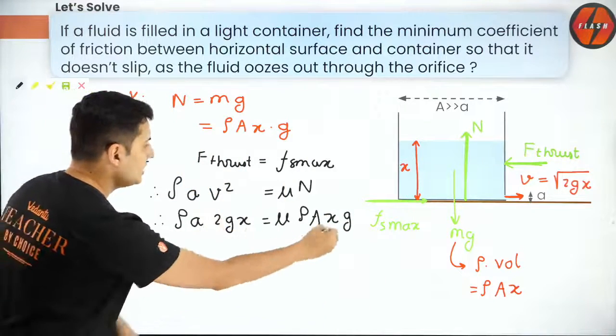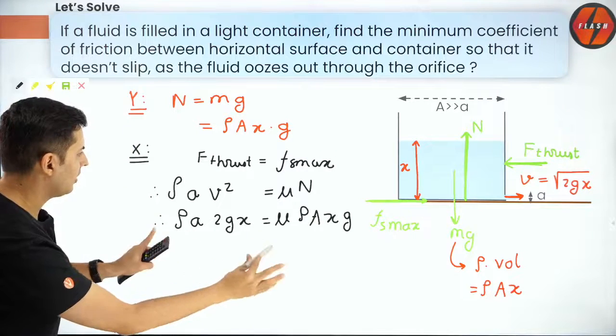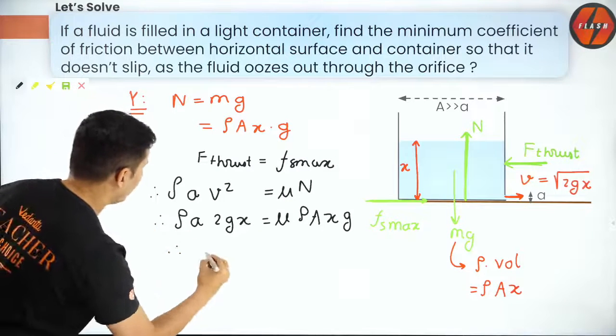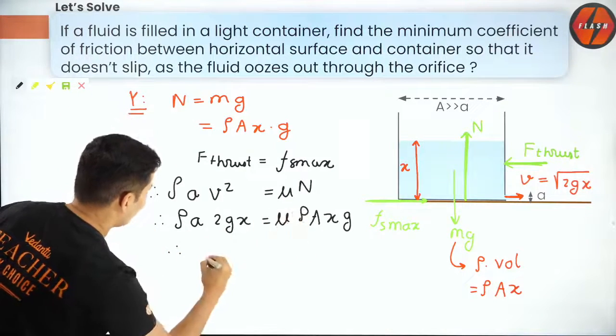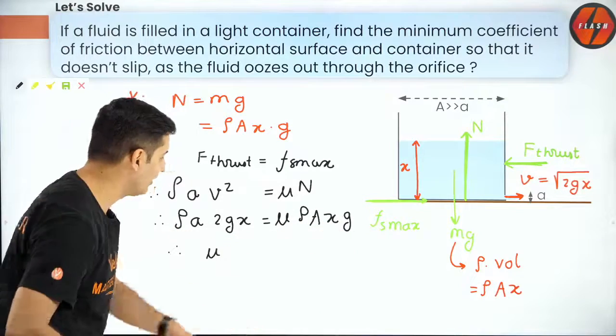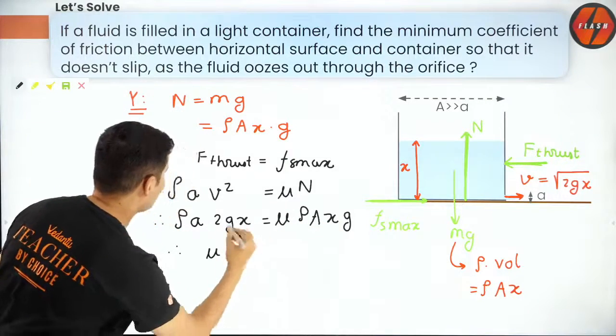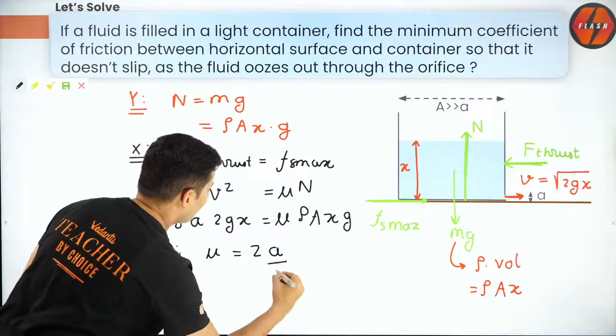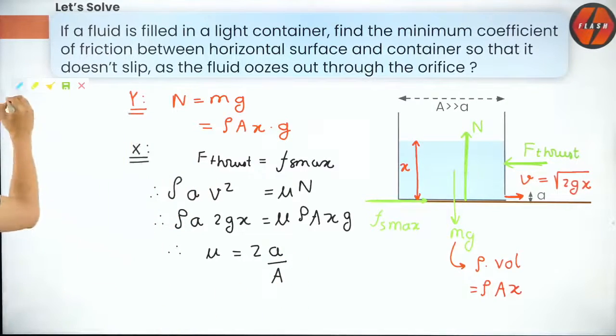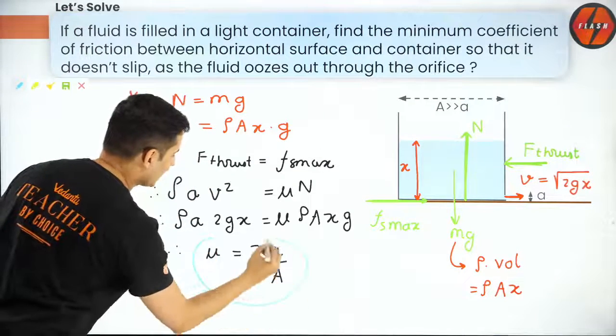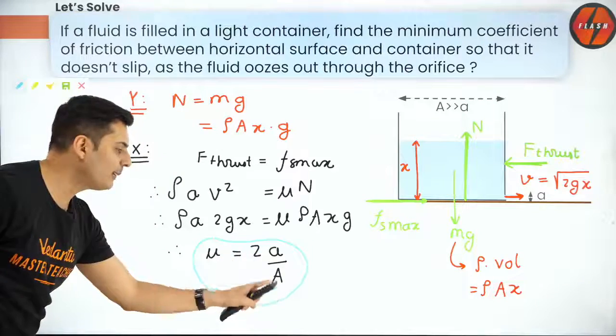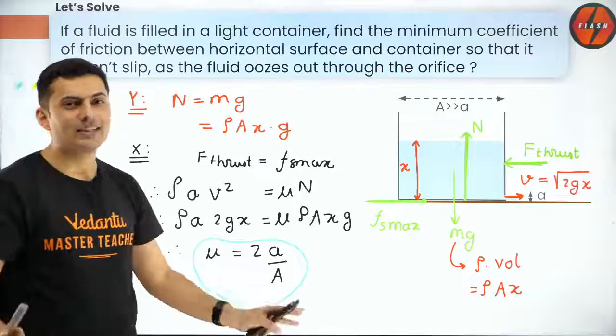Rho gone, g gone. Nothing else has gone. So that's why x is also gone. That variable has gone away. That's the best part. Mu will come out to be 2 small a by capital A. That's my final answer. I have found it out. So if mu is equal to 2 small a by capital A, then it will not slip.